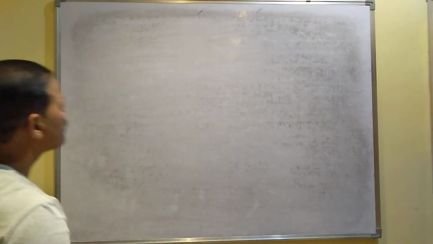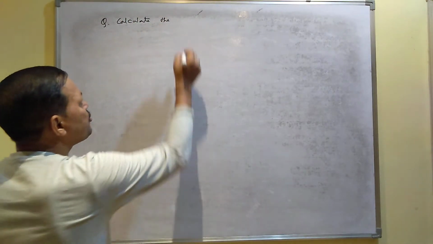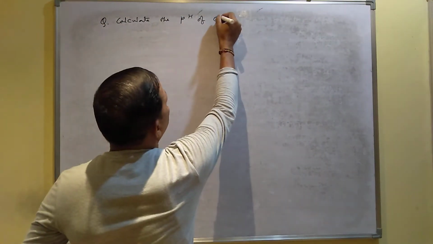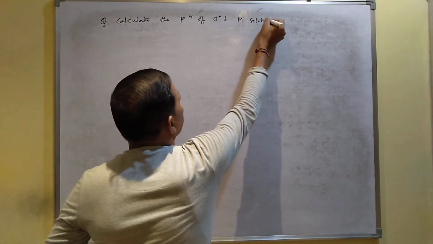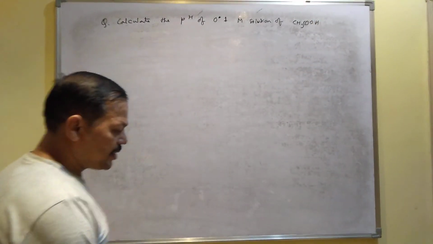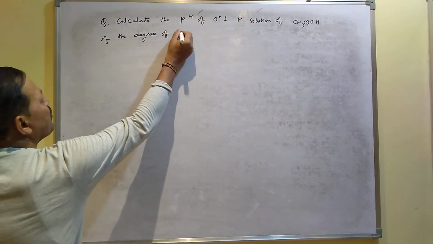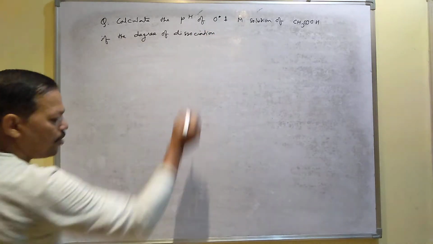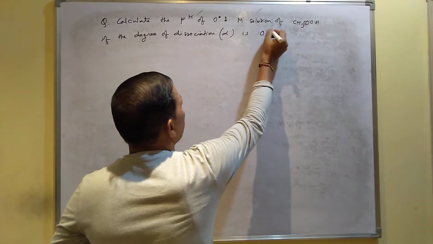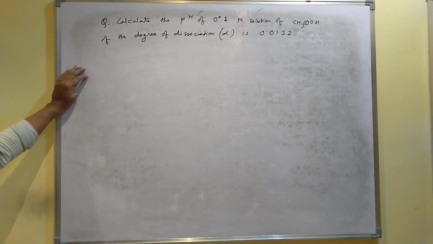For example, calculate the pH of 0.1 molar solution of acetic acid CH3COOH, if the degree of dissociation, I mean alpha, is 0.0132. So you have to determine the pH value for the weak electrolyte acetic acid.